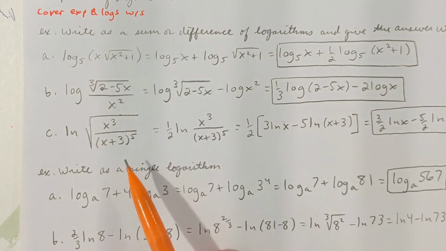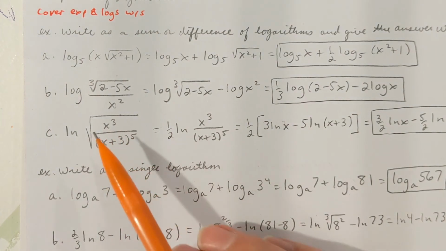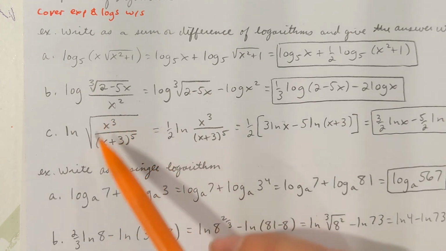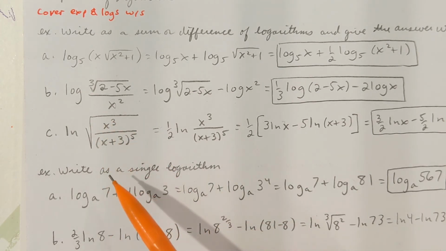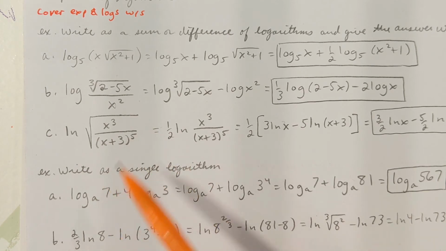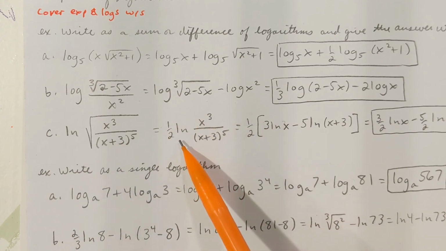Part C, I see that I'm dividing inner terms again, but I've got the square root going on here, and the square root of x is the same as x to the 1/2, right? And so this radical here, I'd want to look at this in exponent form, where I've got a power of 1/2 that can come in front of the logarithm.